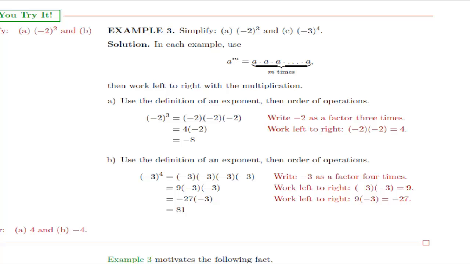B, use the definition of an exponent, then order of operations. We have negative 3 raised to the 4th power, so according to the definition of exponents, there are 4 factors of negative 3, since the exponent is 4. Working from left to right, the first 2 factors, negative 3 times negative 3, would be a positive 9 since they have the same sign. Then 9 times negative 3 would be a negative 27 since we have a positive and negative integer. Then we have negative 27 and negative 3, which would make a positive 81 since they're both negative. So the result is positive 81.